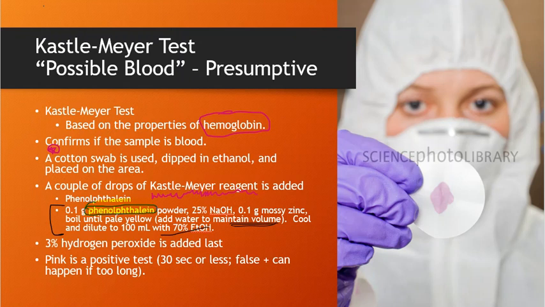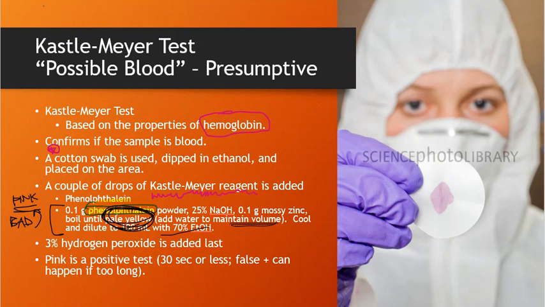So I'm going to add a couple of drops of that Kastle Meyer reagent to my Q-tip. Nothing will probably change at this point. If your Kastle Meyer is already pink, though, that means that this is a bad reagent. It cannot be pink in this step. That's why it says pale yellow. Okay?